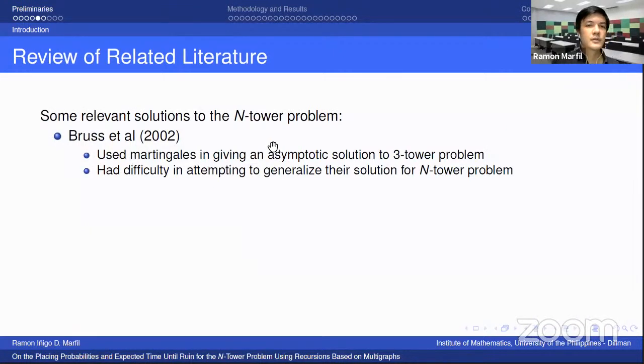So what were the other researches done in topics similar to this? So in 2002, Bruss et al. used martingales in giving an asymptotic solution to the 3-tower problem. So sa solution nila, gumamit sila ng triangles and trigonometric functions. Kaya nahirapan silang i-attempt na i-generalize yung solution nila to the n-tower problem. So limited lang yung algorithm nila, or yung process nila of solving to 3 players.